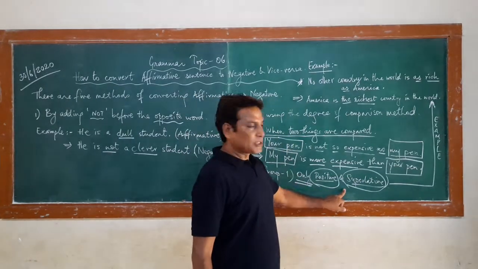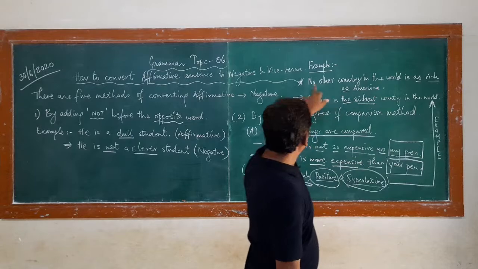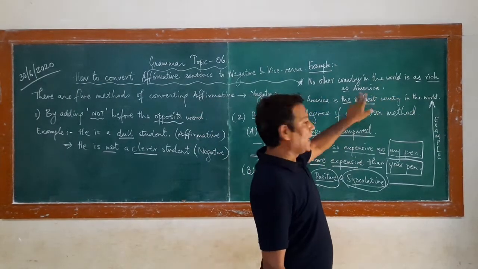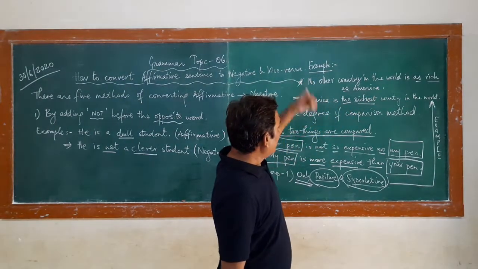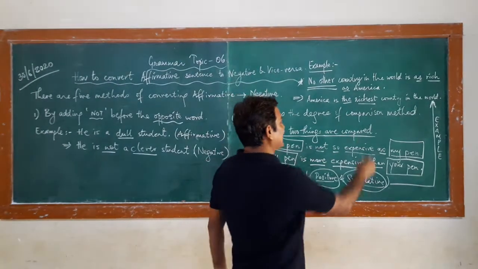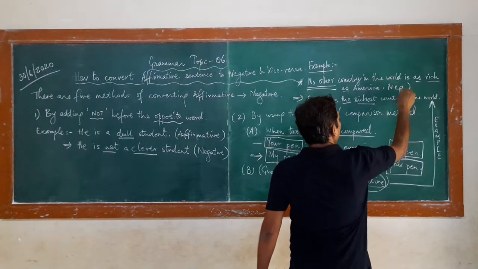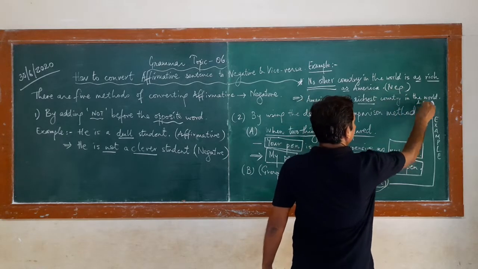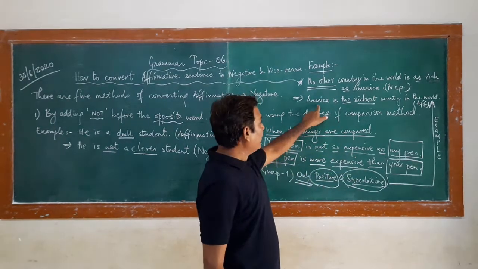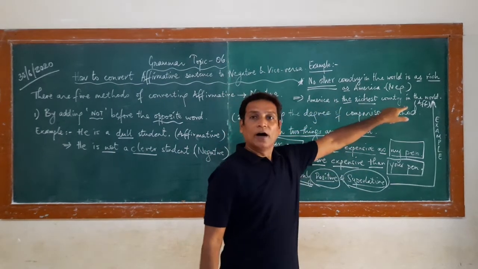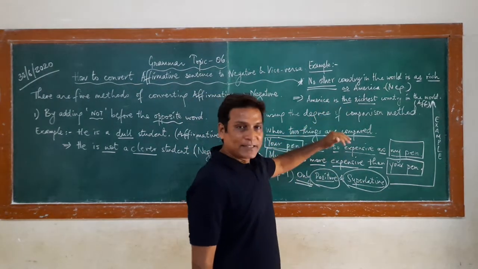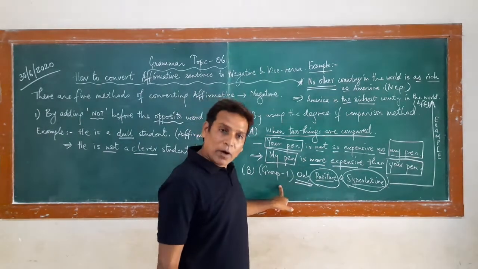Here I have explained to you the example: no other country in the world is as rich as America. Now the sentence is beginning with no, that is a negative word. So my sentence is negative. I am going to change it into affirmative. Now this one is an affirmative sentence, but I am using it in the superlative form: America is the richest country in the world. So likewise, I am changing the degree of comparison method only from group 1, not group 2.